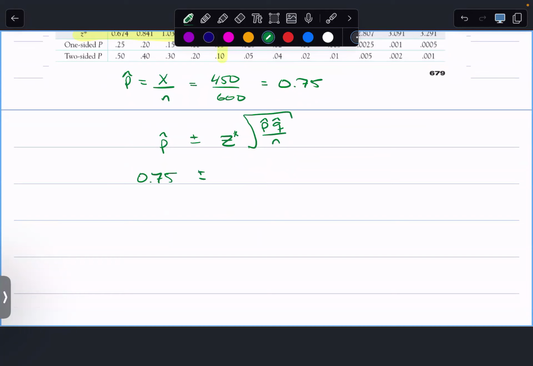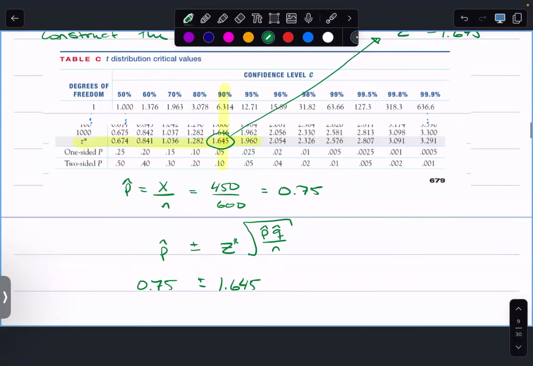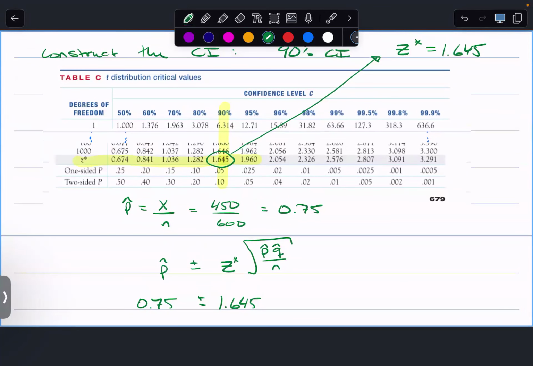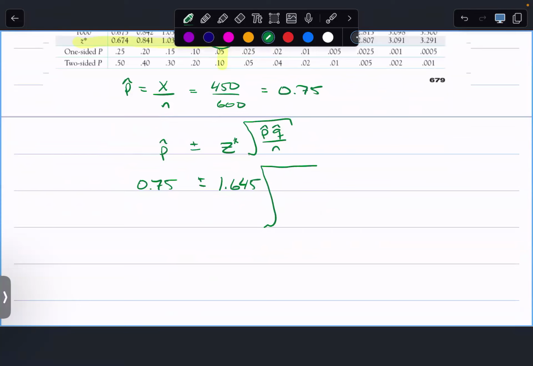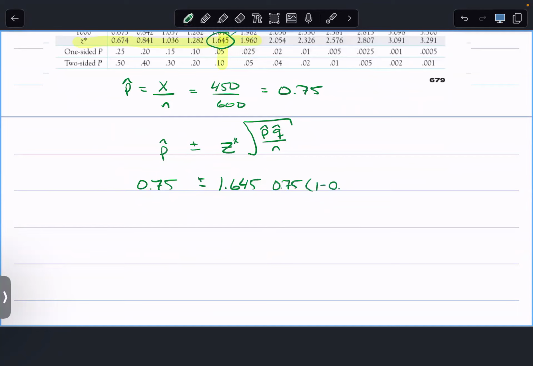And so then Z star is 1.645 from the table. All right. Try to keep it on one page here briefly. Okay. So far, so good. And then I'll write it nice and big here. P hat is 0.75 and q hat is 1 minus 0.75, divided by n, which is 600. Common mistake there is using the 450, but you want to use your total sample size, right?